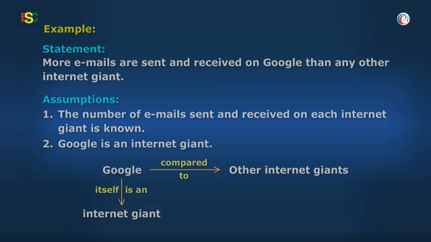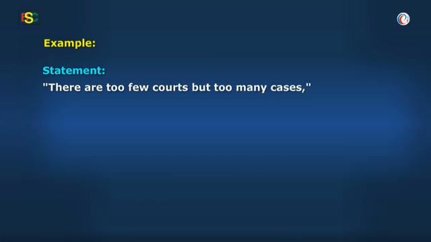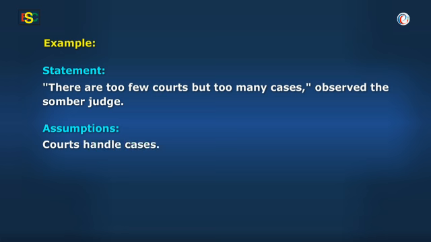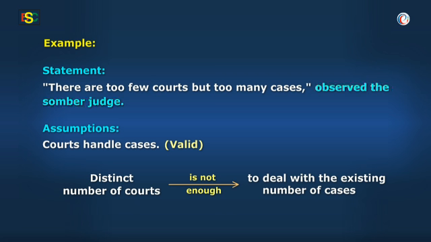Good, Vidya. Now the next example is statement: there are too few courts but too many cases. Observe the somber judge. Assumption: courts handle cases. The assumption is valid. The judge wishes to say that the existing number of courts is not enough to deal with the existing number of cases. It is thus implicit in the judge's observation that courts handle cases.